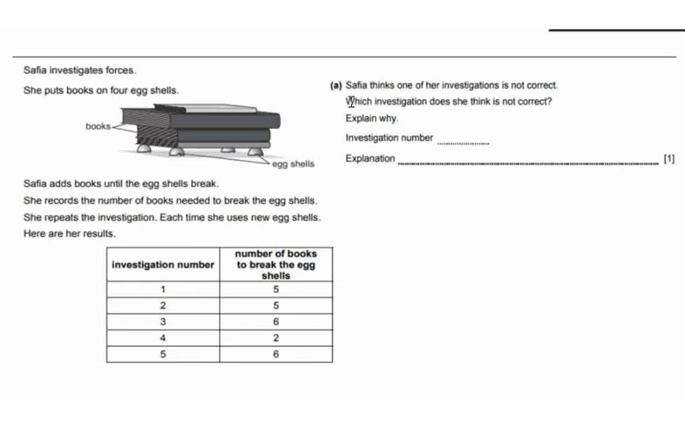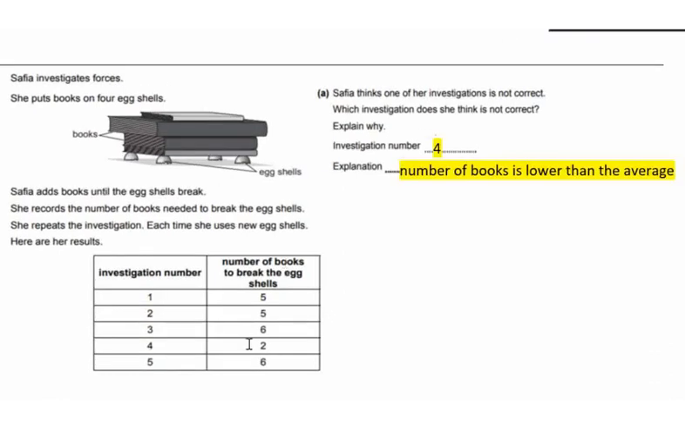Question A. Safia thinks one of her investigations is not correct. Which investigation does she think is not correct? Explain why. Investigation number blank, explanation blank. The answer is investigation number 4. As you can see from the table, the number of books is lower than the average, which is here 2.